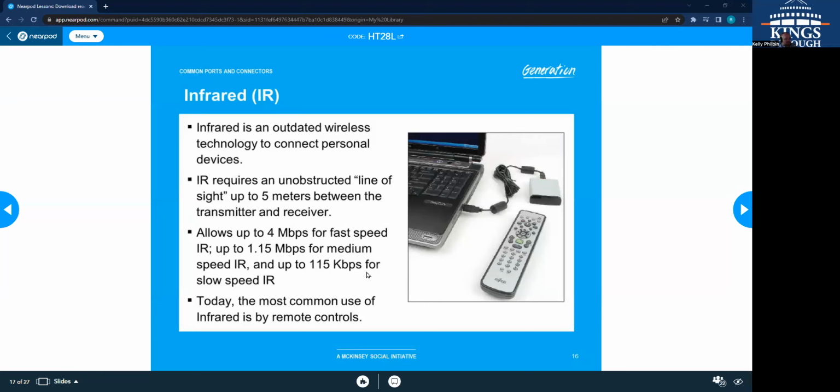It's really slow. You're not going to be streaming over infrared. Yeah, we hope not. It's not going to make it. So for low volume transfers, it works, which is why we use it for remote control technology, up until they started changing over to Bluetooth and things like that. The direct line of sight can become problematic.